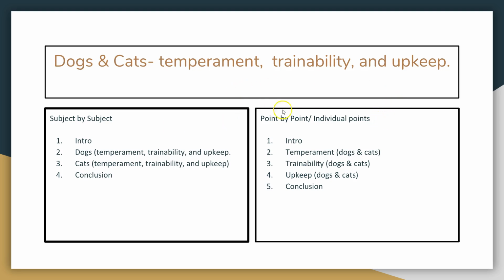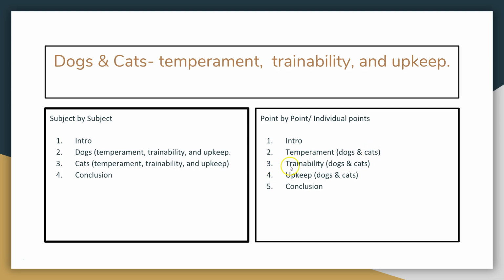Now, when you hop over here to point by point, you again will have your general introductory paragraph. When one decides between a dog or a cat, okay, and then the difference between the subject by subject and point by point here is that we are going to begin with each of our thesis sentence's smaller little topics. We're going to talk about temperament. We're going to talk about dogs and cats.